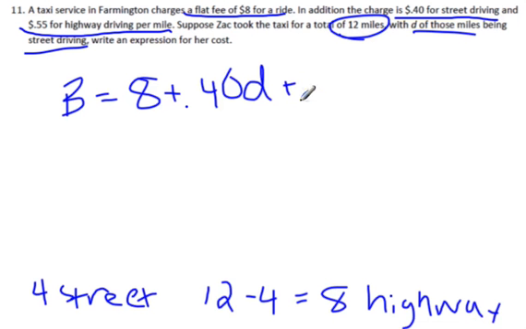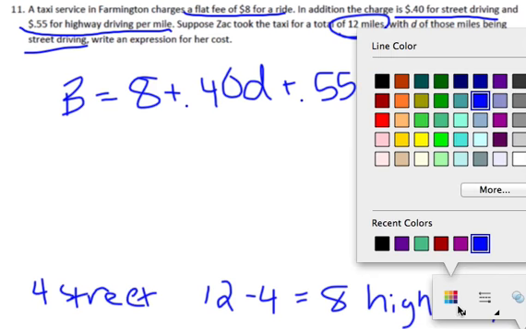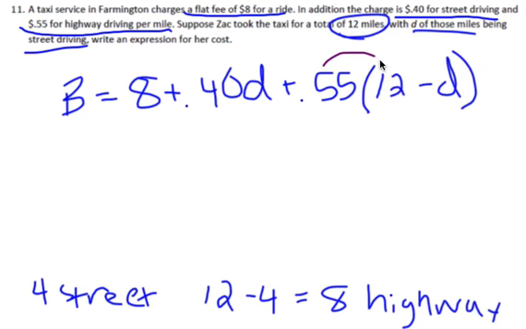So it's going to be 55 cents for highway driving. So we know there's 12 total miles, and that we need to subtract off the D of them that we know were in the city. So now what we want to do is simplify this expression. So what I'm going to do first is distribute. So I'm going to take that 55 and distribute it in. So that's going to be equal to 8 plus 40D.